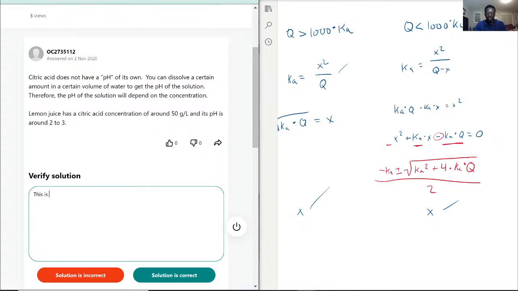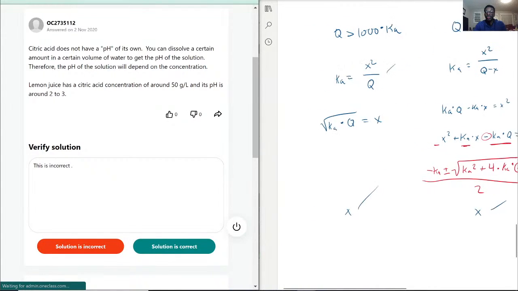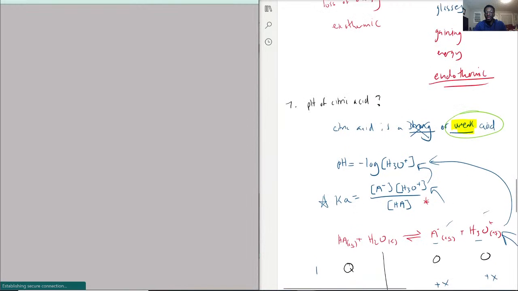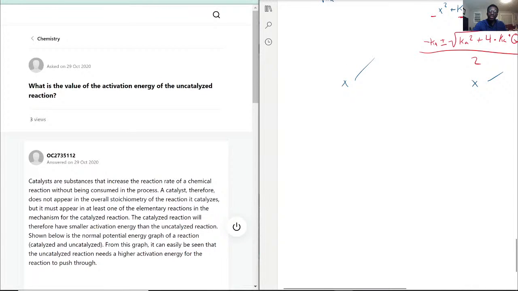Actually, this is incorrect. I was going to say it's technically correct because citric acid doesn't have a pH of its own, but in terms of finding the pH, they don't really do a decent job of explaining all the steps you have to do, and it can kind of lead you astray if you don't understand that. So we do that, and now we have this question, another conceptual question.